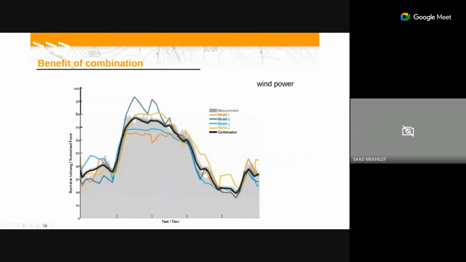So this is the benefit of the combination when you have different models. The green one is the measured one, and these are the different models which give you the prediction. You can see some of them actually can predict, and then you combine them, and you can have an almost accurate wind power prediction.